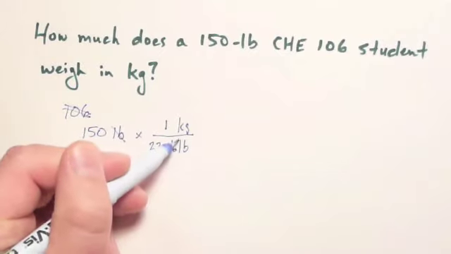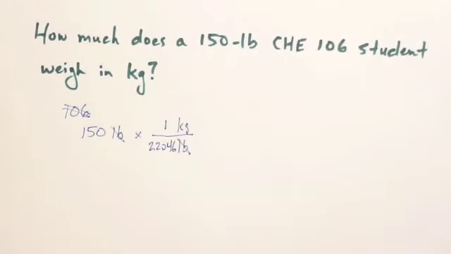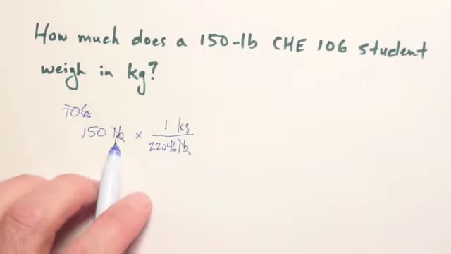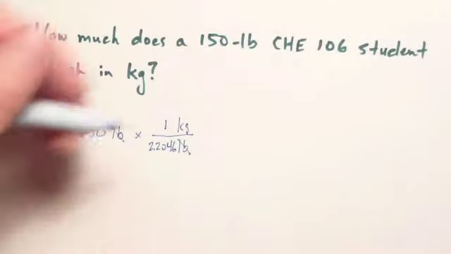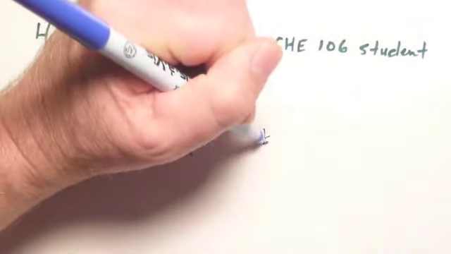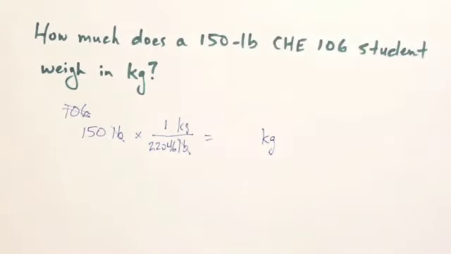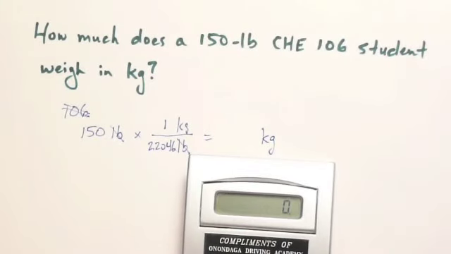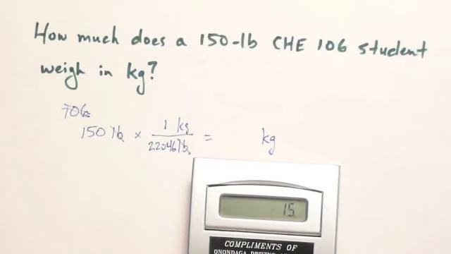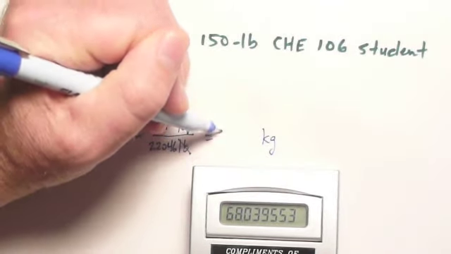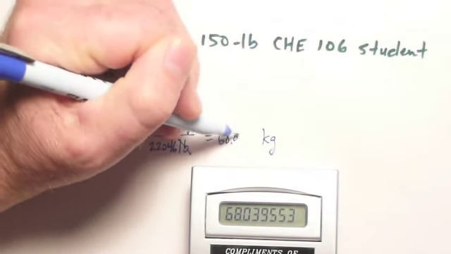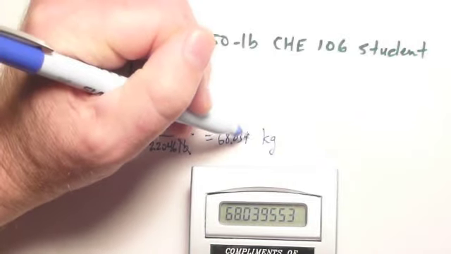But the pounds in the numerator and in the denominator will cancel, leaving us with units of kilograms. And we just have to do the calculation. So 150 divided by 2.2046 equals 68.0396.